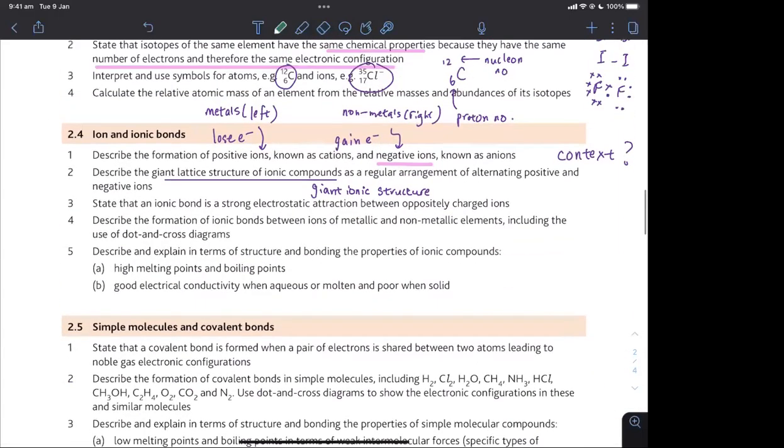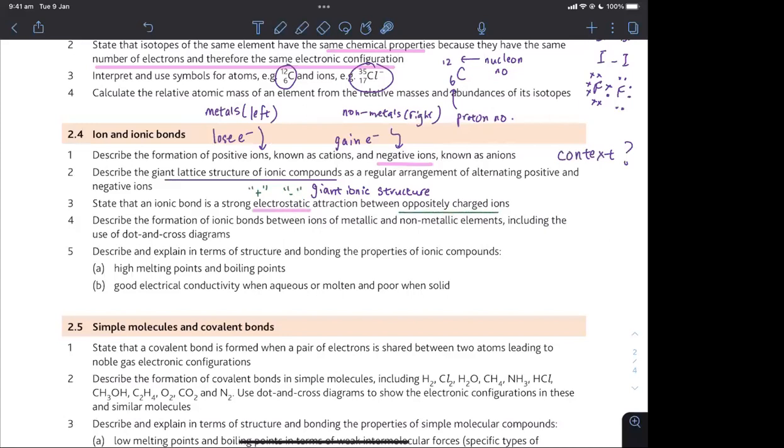As a result of this giant ionic structure, you have a strong ionic bond. This nature is called electrostatic. Some people couldn't spell this properly. Electrostatic means something positive and something negative. Sometimes your negative is electrons, such as in metallic bonds, but here in ionic bond it is between oppositely charged ions.